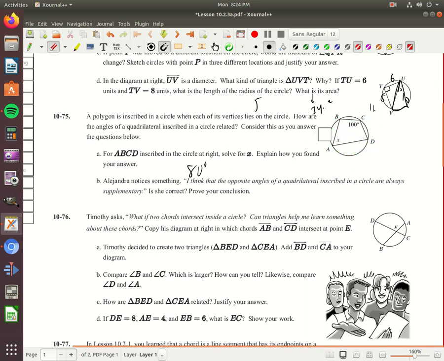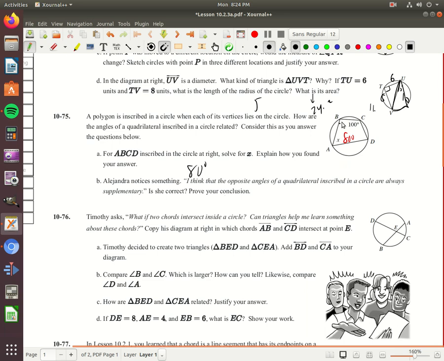So as we continue along, it says, Alejandro notices something. I think that the opposite angles of a quadrilateral inscribed in a circle are always supplementary. Is she correct? Prove your conclusion. Well, I'm not going to prove it, but yeah, she is correct.